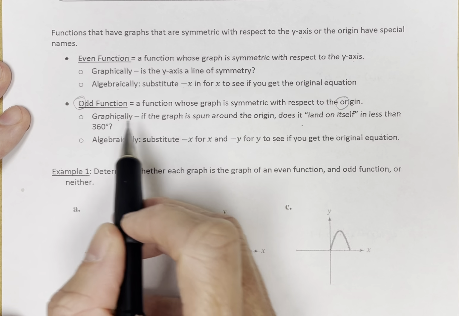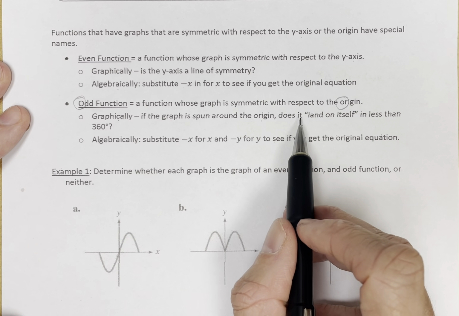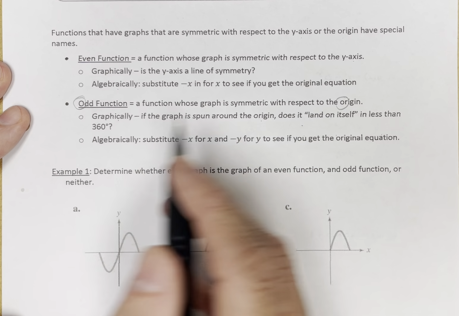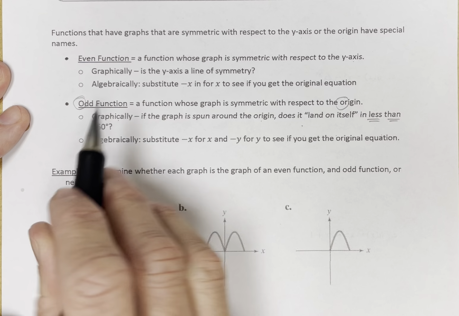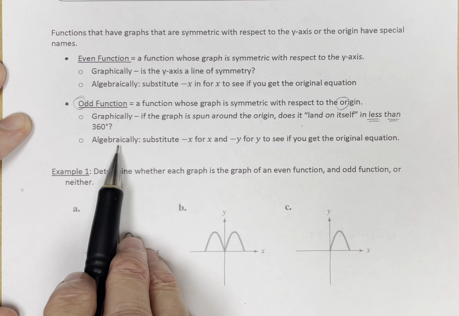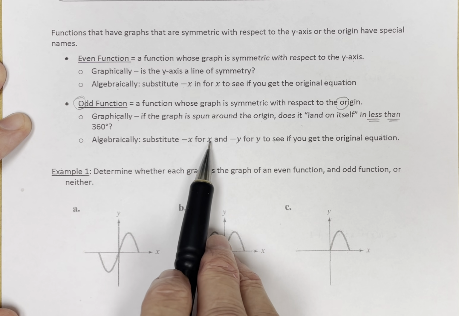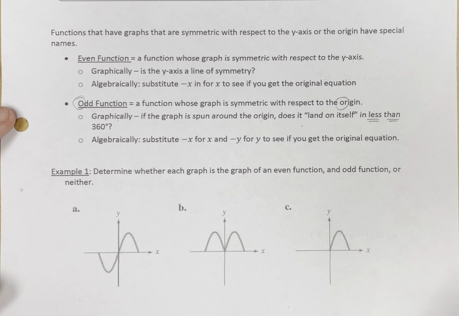Graphically, as we've seen, if you spin the graph around the origin, does it land on itself in less than 360 degrees? Put a tack at the origin, spin it around. If you can have it land on itself in less than a full circle, it is symmetric with respect to the origin. Algebraically, as we saw in a previous video, we're going to substitute negative x in for x and negative y in for y to see if you get the original equation.